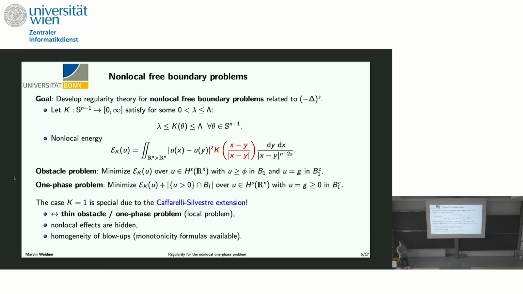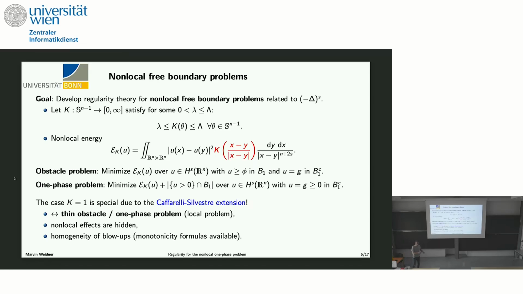So there's the thin obstacle problem, there's also the thin one-phase problem, and you get them precisely when you take k equal to 1 and s equal to 1/2. So there's a relation between these non-local problems and these thin free boundary problems. And when you have this thin problem, then somehow the non-locality is hidden, right? You hide these long-range interactions that I was advertising on my first slides.